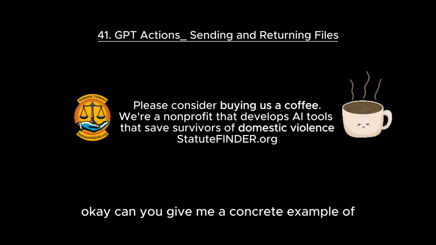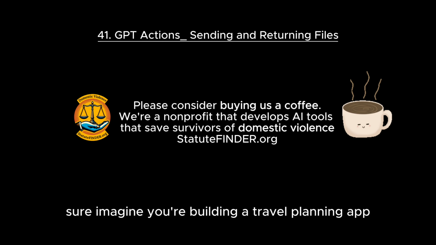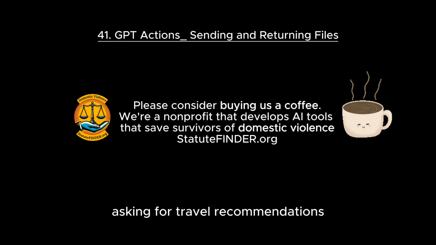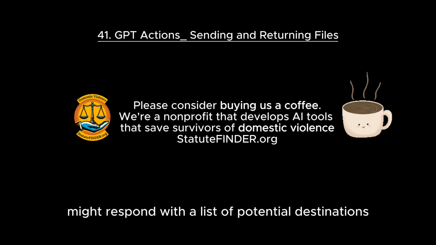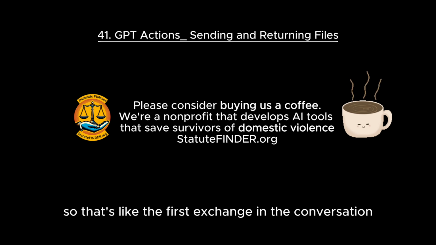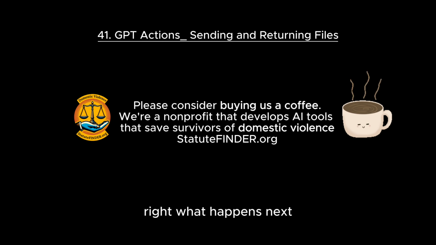Okay, can you give me a concrete example of how that might play out? Sure, imagine you're building a travel planning app. The user could start by sending a request to OpenAI asking for travel recommendations based on their preferences. OpenAI might respond with a list of potential destinations along with some basic information about each place. Okay, so that's like the first exchange in the conversation. Right. What happens next?